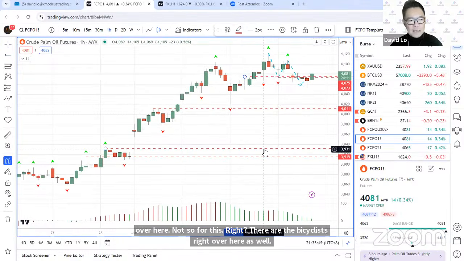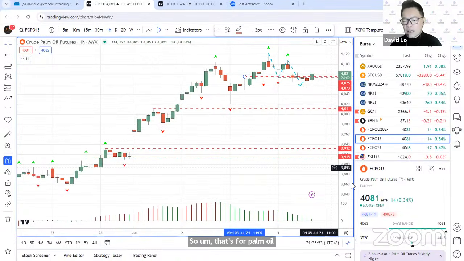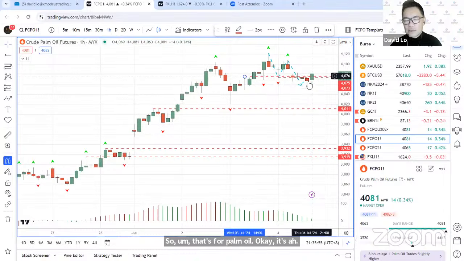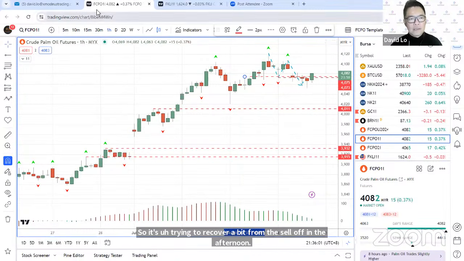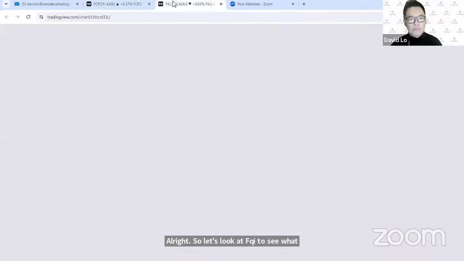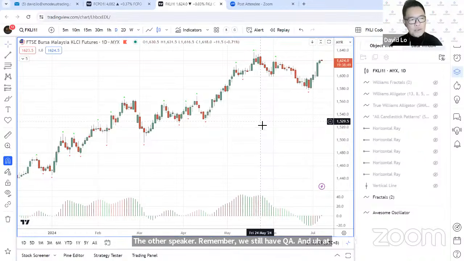So that's for palm oil. The market is currently open and trading, and it's trying to recover a bit from the sell-off in the afternoon. Let's look at FKLI, a quick example before I pass this session to the other speaker. Remember, we still have Q&A at the back, so put the questions up.